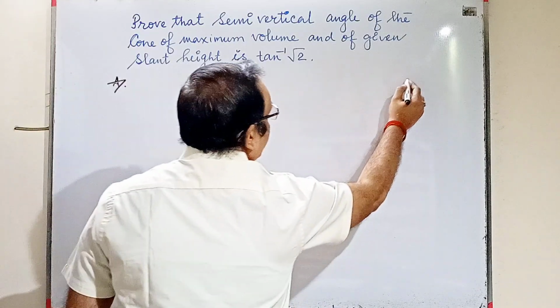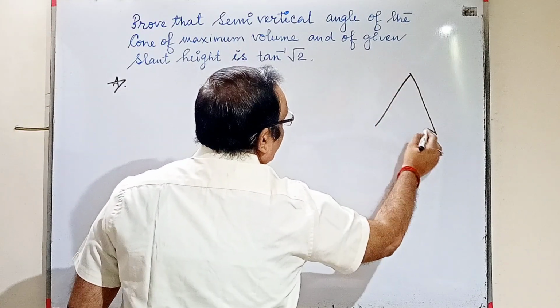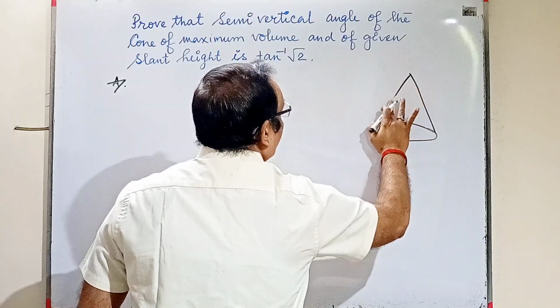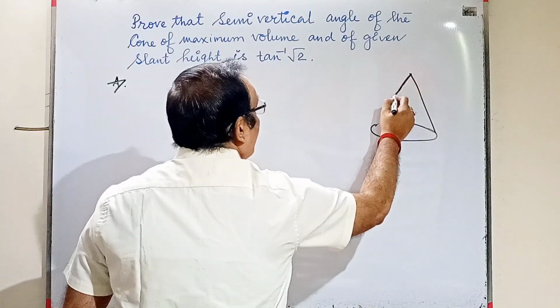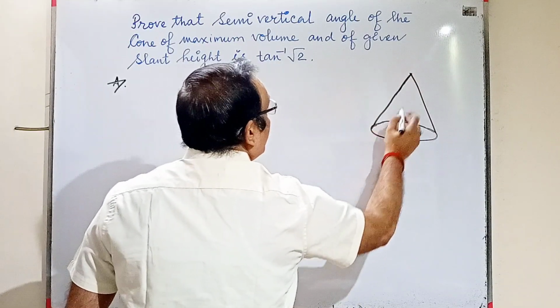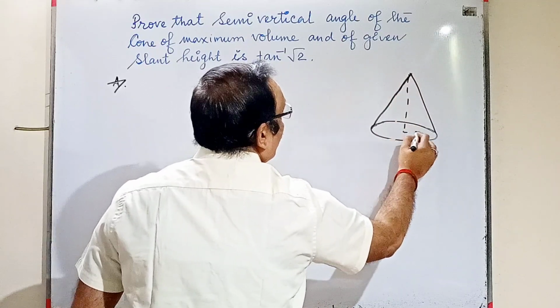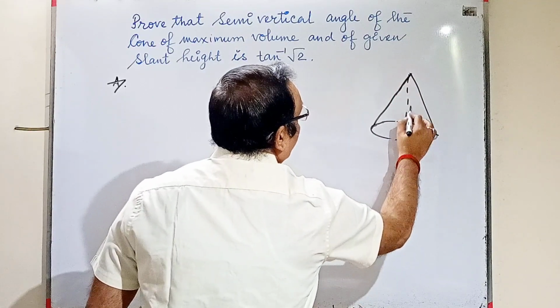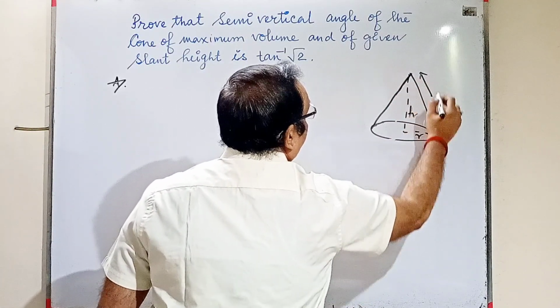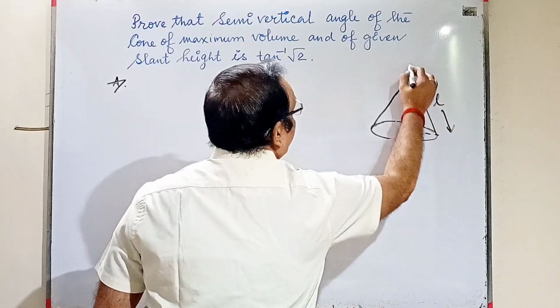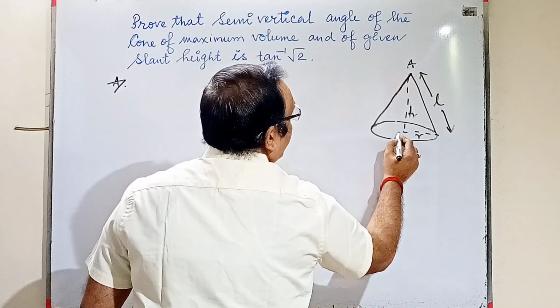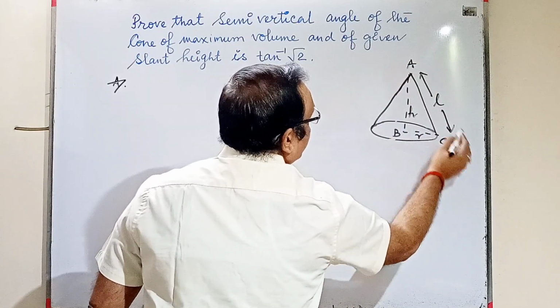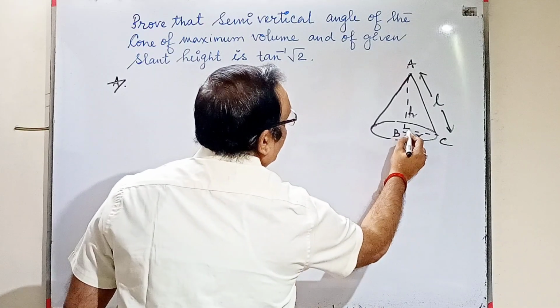So let us draw the diagram first. This is the cone whose radius is r, height is h, and this slant height is L. We are naming this one as A, this is B, and this is C. This is perpendicular.